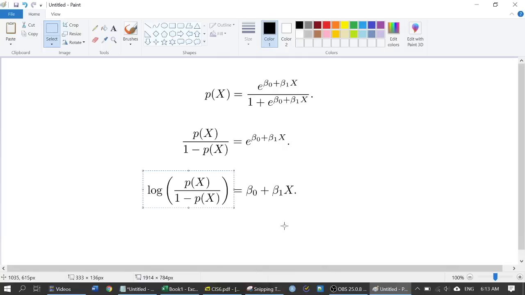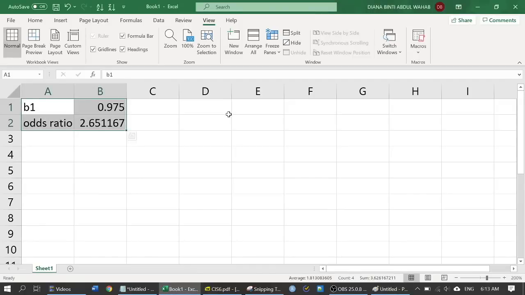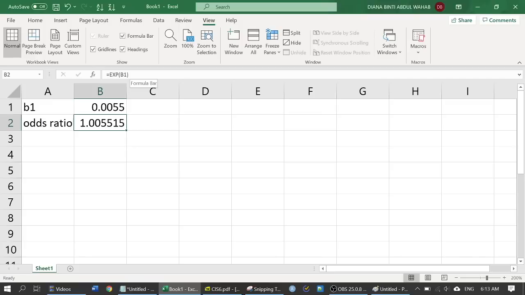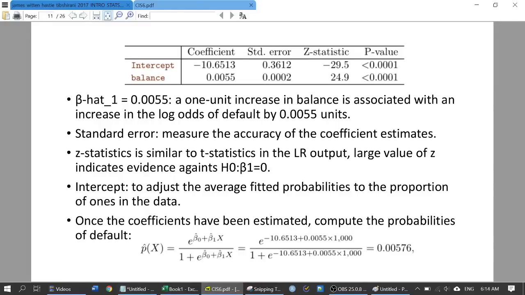But if you really want to know the odds ratio, remember this is the exponent of beta 1. So the odds ratio is 1.0055. All right, so that is for the coefficients, and you can see the standard error here.